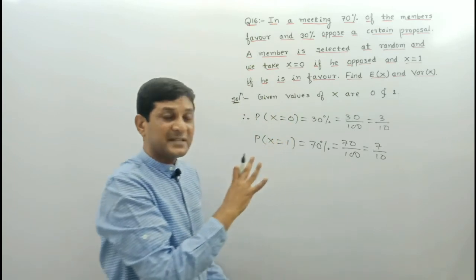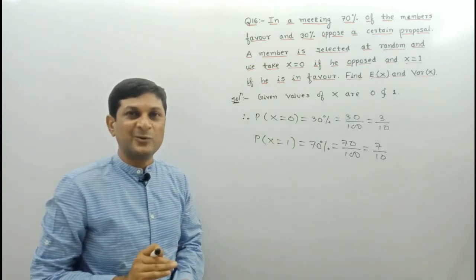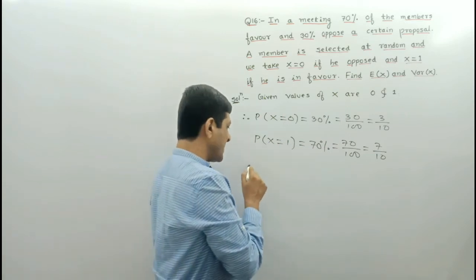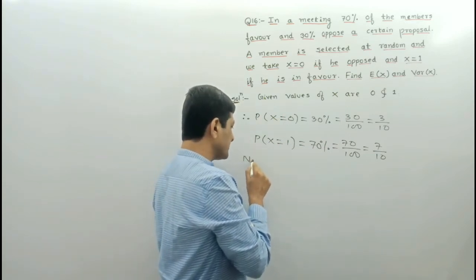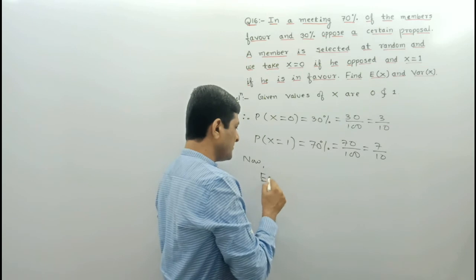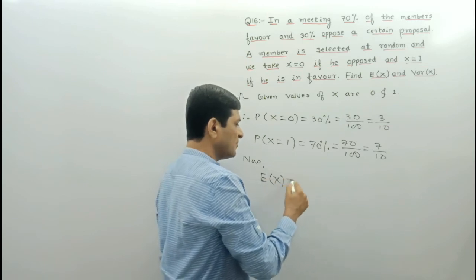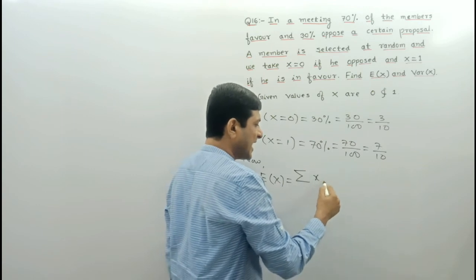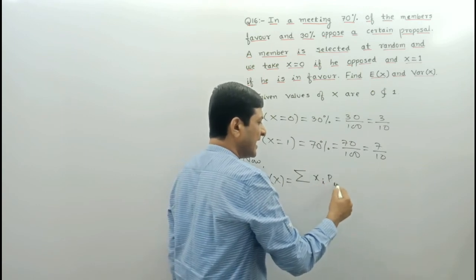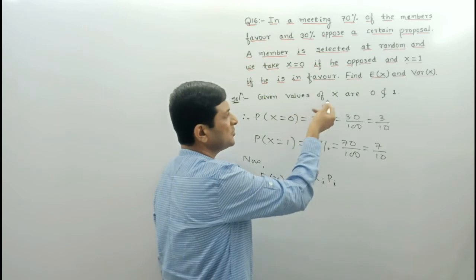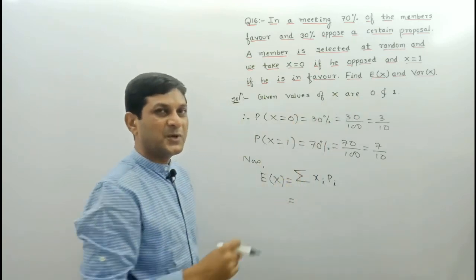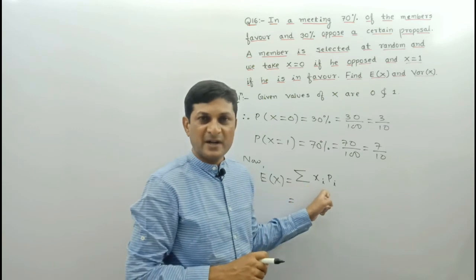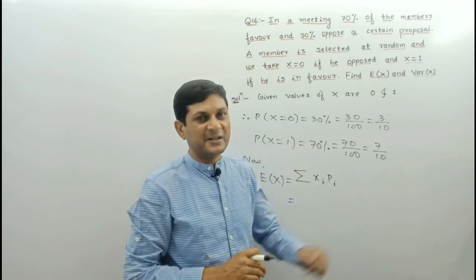Once the values of x and their corresponding probabilities are known to us, we are able to find our required values. So first we are finding E of x. Now let us find our first required value, E of x. And what is the formula to find E of x? Summation xi into pi. At this stage, we have only two values of x and their corresponding probabilities are also known to us. So let us take the sum of what? The product of the value of the random variable and its probability.